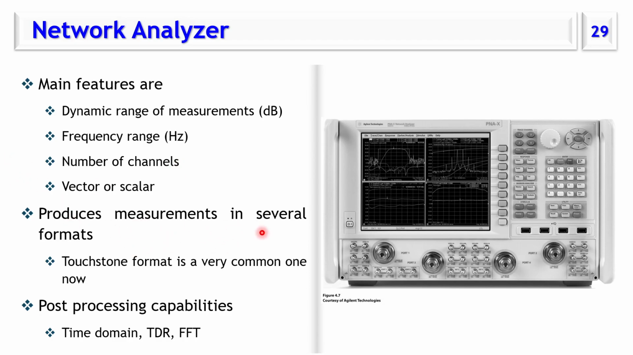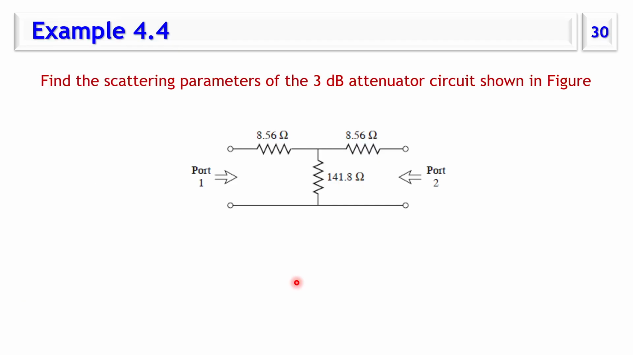The output, the scattering matrix, is produced in a number of formats. Touchstone format is a very common one. It's a text format, and many modern network analyzers have post-processing capability, like time domain reflectometer, FFT, time domain measurements, and so on and so forth.